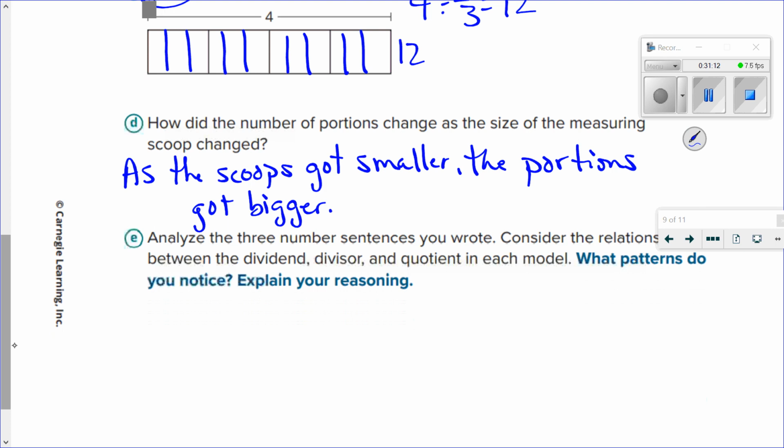Okay, so analyze the three number sentences you wrote. Consider the relationship between the dividend, divisor, and quotient in each model. What patterns do you notice? Did anybody catch any patterns in this? Sophia? The number's all the same. The dividend, it's always going to be 4. Okay, dividend stayed the same, right? Dividend stayed the same.